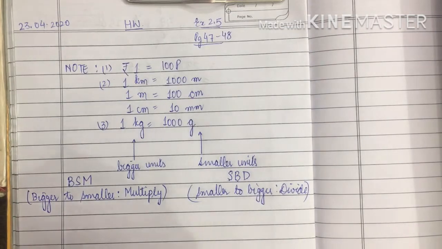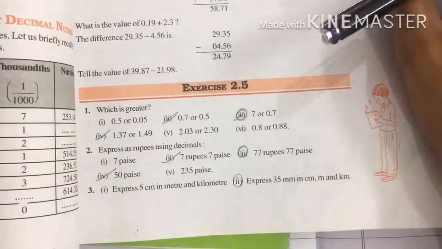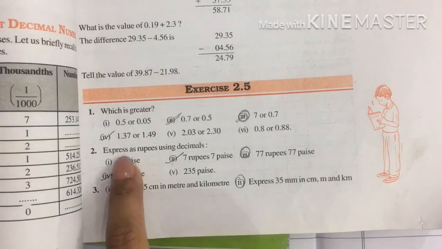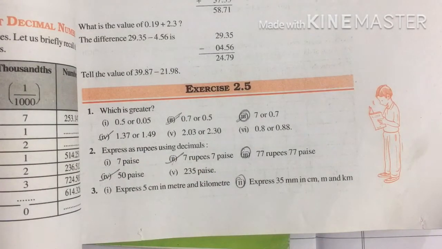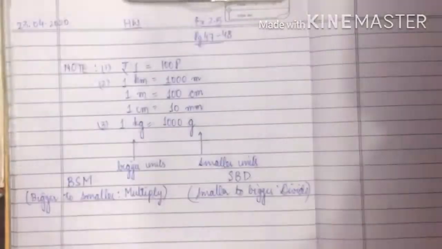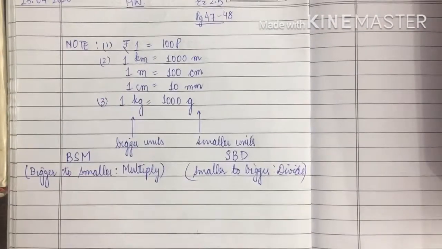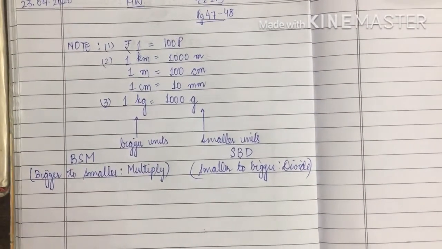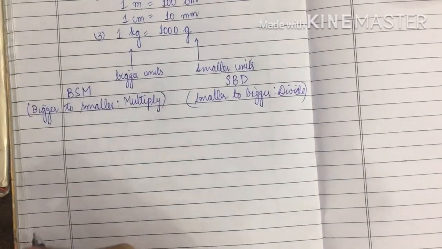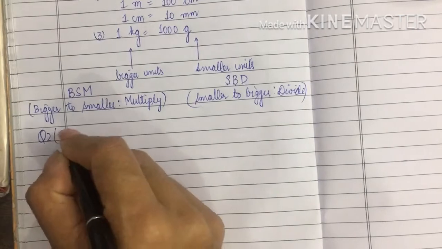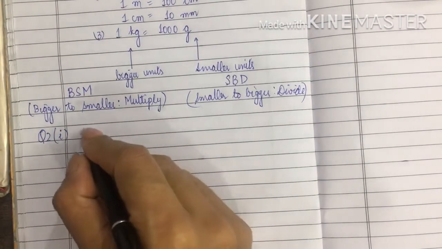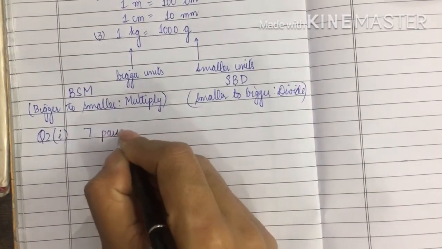Let us take a look at question number 2. So this is what we have. Question number 2, express as rupees using decimals. We have done these questions last year also. So let's convert. Question number 2, first part, we have 7 paise.